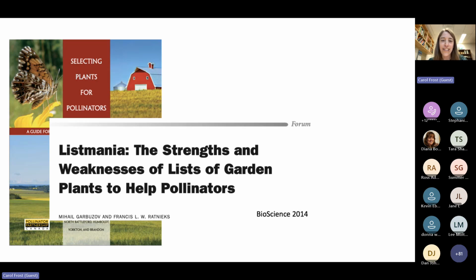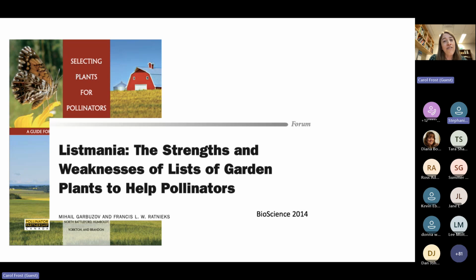So this paper is called List Mania, the strengths and weaknesses of lists of garden plants to help pollinators. And these authors collected flower lists for pollinators in the UK and Europe, and looked through them and looked for what is the basis for these lists. Why are these flowers being recommended for pollinators? And what they say in this review paper is that almost no flower list for pollinators provides the rationale for having put those flowers on that list for pollinators. So it's very hard to know.